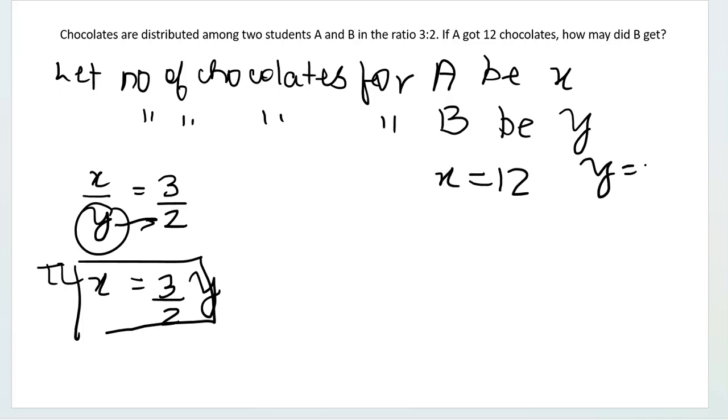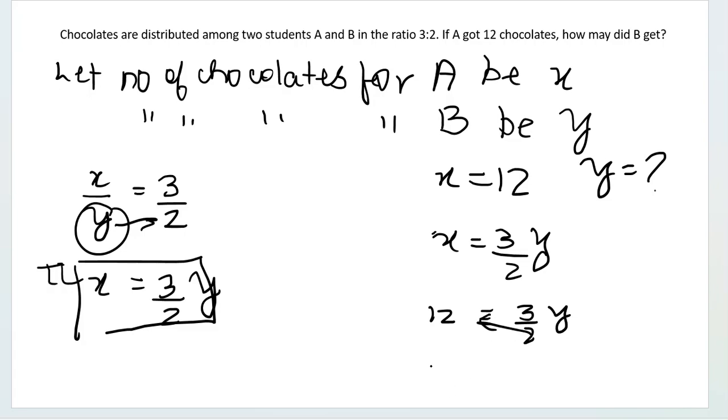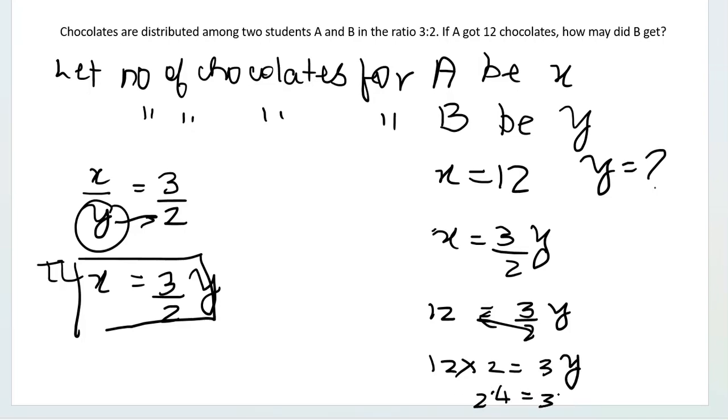We have to find the value for y. So x is 12, you use this idea 3 upon 2y. We put x as 12 and we now try to find y. For that we take y this side. 12 into 2 is equal to 3 upon y. 12 twos are 24, which is 3 upon y. Now what we do, we just divide by this 3 and we get y. So we get 3, this 3 is brought down. This is 8y. Therefore we got 8 chocolates.